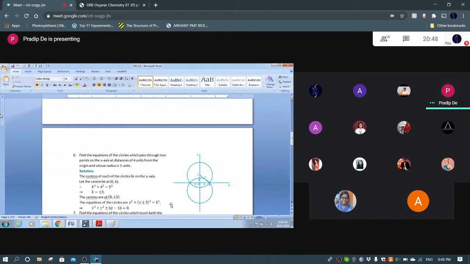Then simplify it. Have you understood this? Tell me. I'll explain once again. Okay. If there's any problem, any difficulty in understanding, then I'll explain once again.